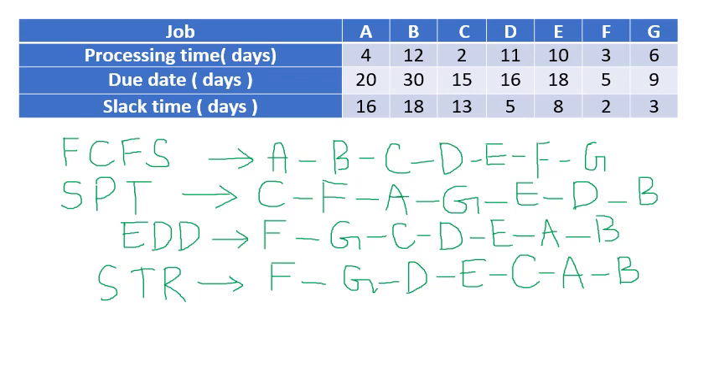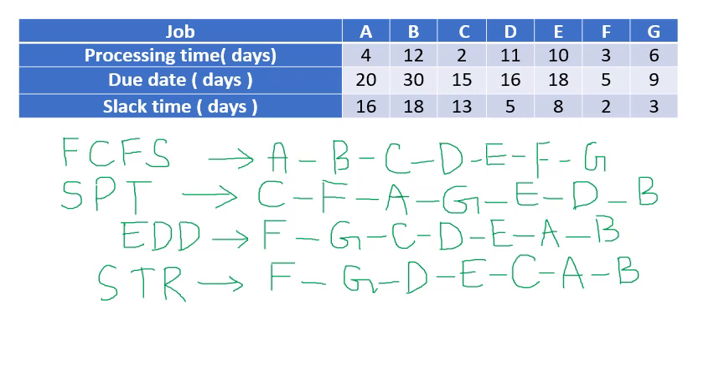So these will be your sequences for the different rules that are given: FCFS, SPT, EDD, and STR. FCFS: A, B, C, D, E, F, G. SPT, shortest processing time: CFA, GEDB. For EDD, it is FGC, DEAB. And for STR, it will be FGD, ECAB. So these will be your sequences for the respective rules.